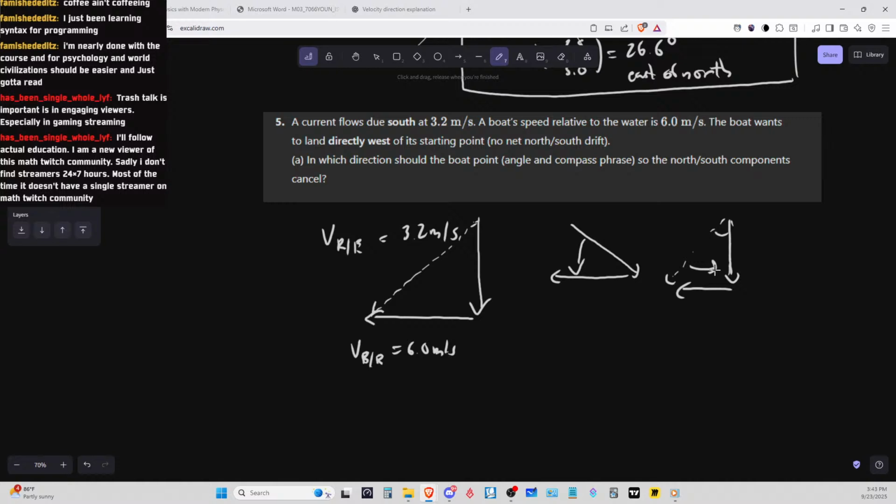Sadly, I don't find streamers 24/7. Most of the time, there isn't a single streamer in the math Twitch community. Yeah, that's the unfortunate thing. But that's why I stream to both YouTube and Twitch. Before I didn't do that because I didn't have good internet, but now I have at least fiber optic, so I can stream to both platforms.